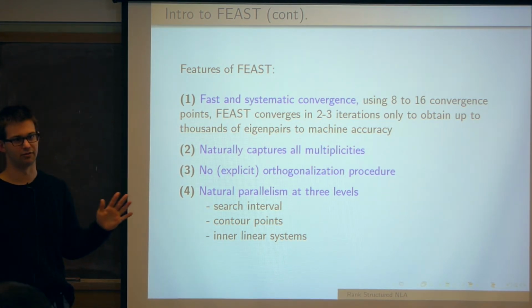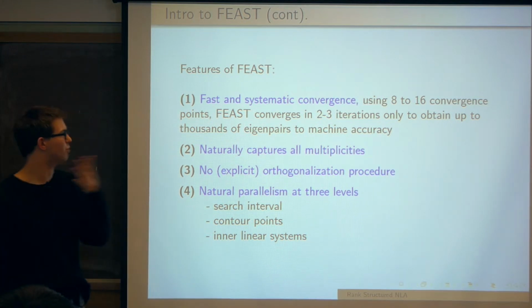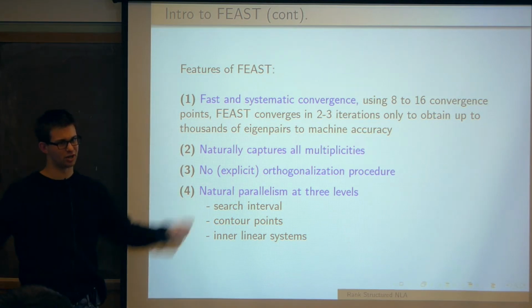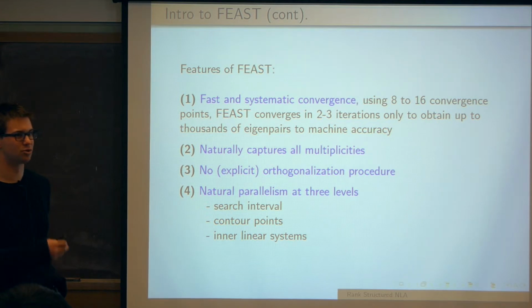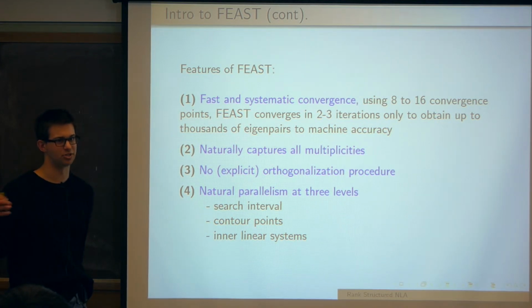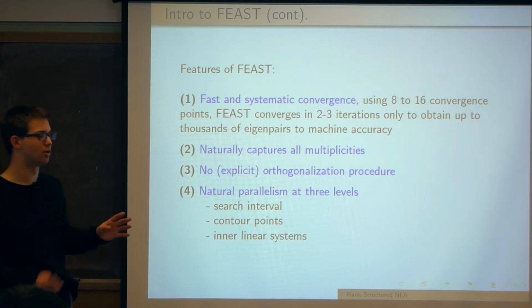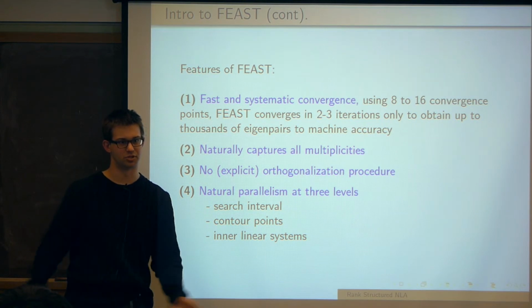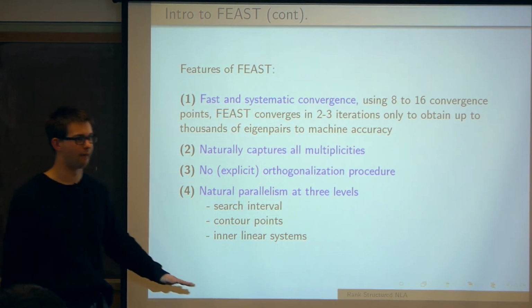It's fast and systematic convergence. I don't know how explicit these proofs are, but in everything I've seen online, the most points you need in the contour is 16, which is just crazy to me. And it captures all the multiplicities, it resolves that, which is something you don't get for all eigensolvers. It's very parallelizable, and you don't have to do any of that initial orthogonalization of the matrix, which is cubic and nasty. So this is a really nice thing that's been around for a while.